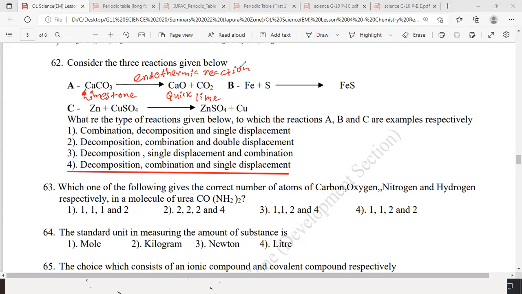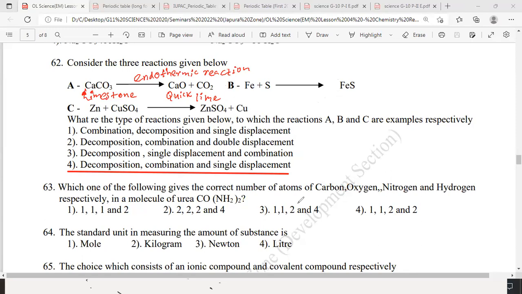This is one example. What is endothermic? Heat is absorbed. What is exothermic? Heat is released. Any combustion reaction, combustion of petrol, diesel, even cellular respiration, is exothermic. What is the opposite of endothermic? Exothermic. Exo means out. Thermal means heat. If heat is released to the surroundings, it's called exothermic.